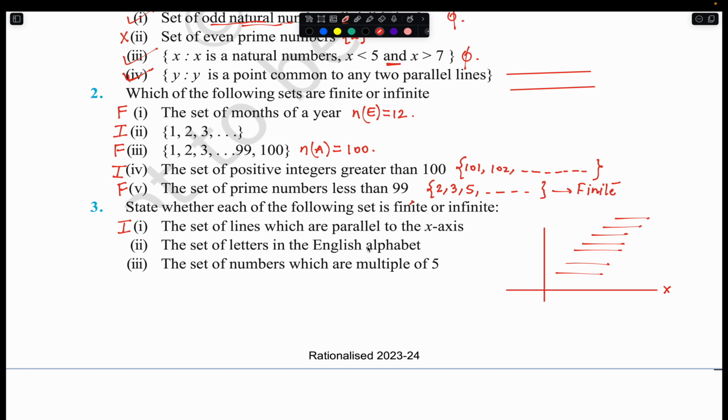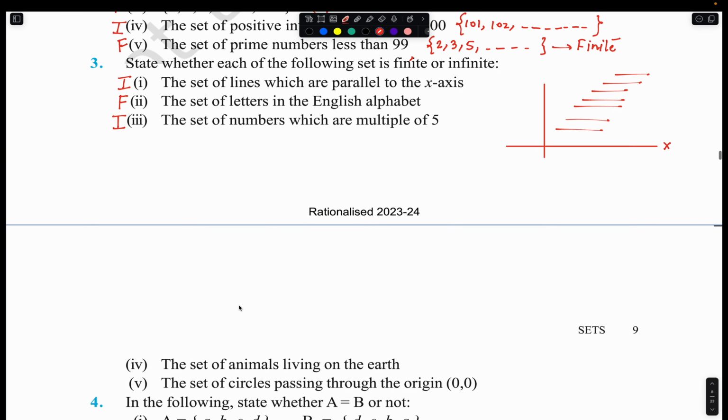Set of letters in the English alphabet. We know that there are only 26 letters in the English alphabet. So this is a finite set. Set of numbers which are multiples of 5. There are infinite numbers which are multiples of 5. So this is again going to be an infinite set.